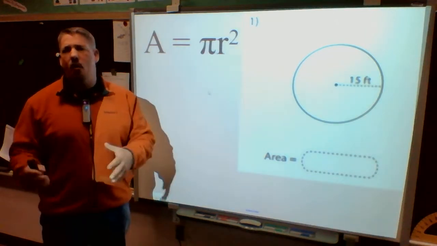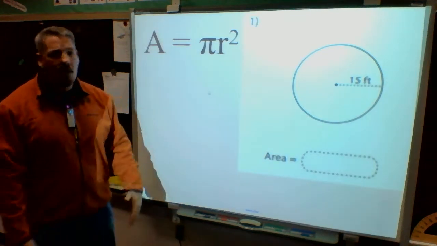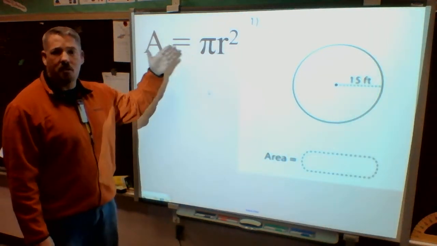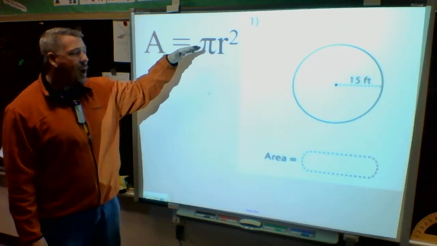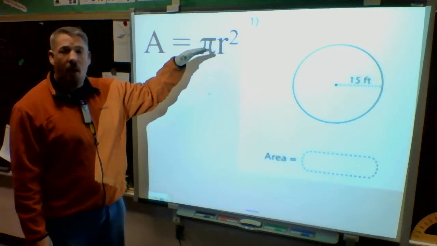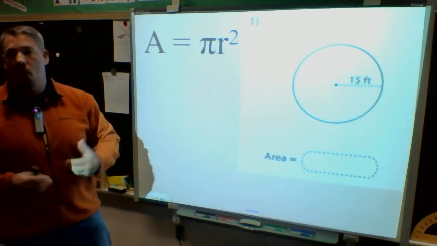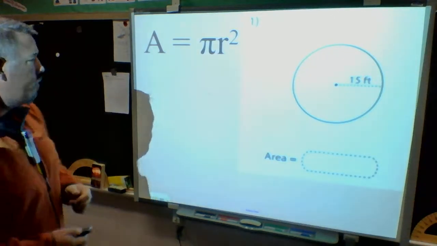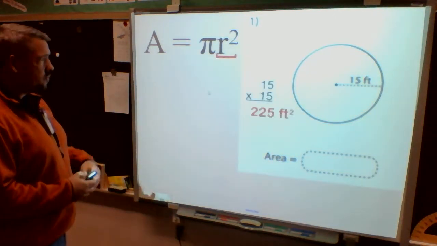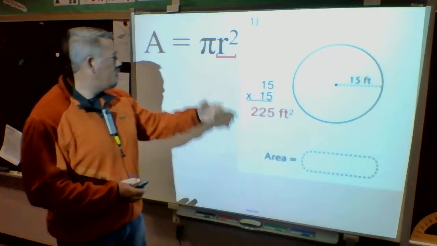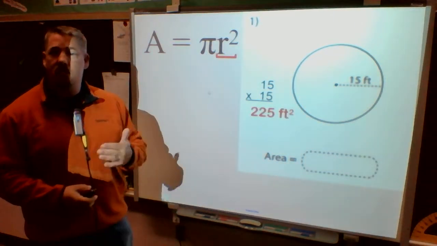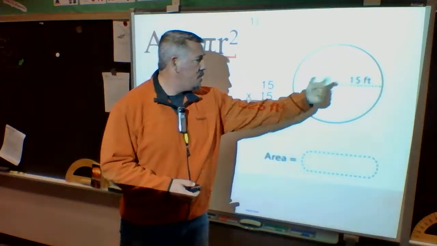It's not about memorizing the formula at this point in 6th grade. It's about knowing that this formula tells me it's the area of the circle, and then I know what pi is, and I can plug in what my radius is when it's given to me or I found it from the diameter. So when I look at this problem, my first step is taking my radius and squaring it. My radius is 15.